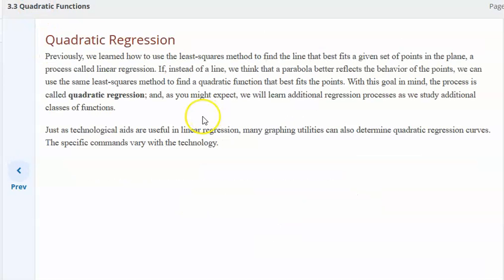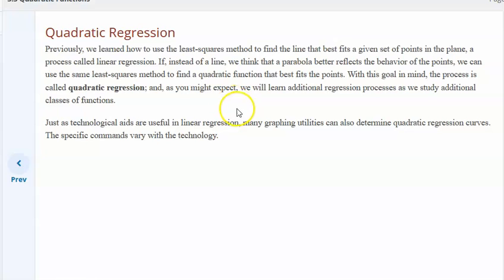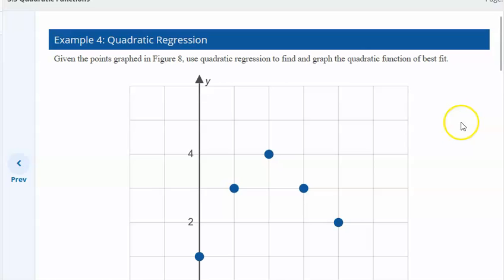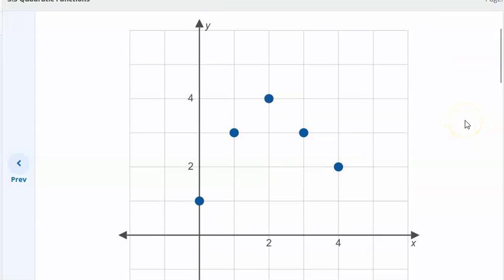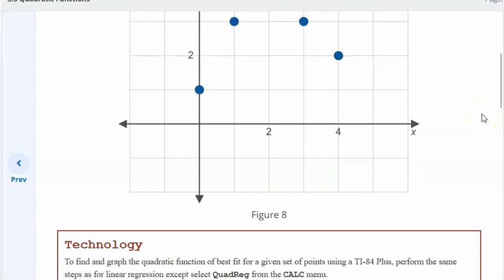Going on now to another objective, it's quadratic regression, and it's following a similar protocol to what we did in linear regression. Let's take a look at an example. This is number 4. And you might say, what would you do here to get a quadratic equation for this? Well, you're going to need your data points here. And trying to speed this up just a little.